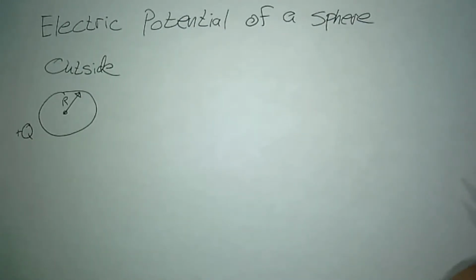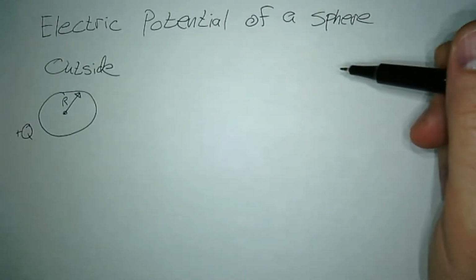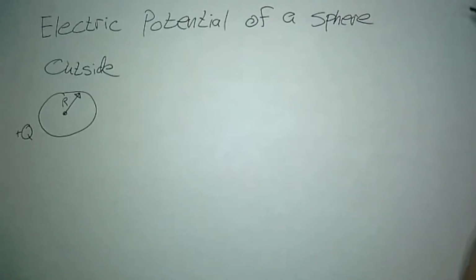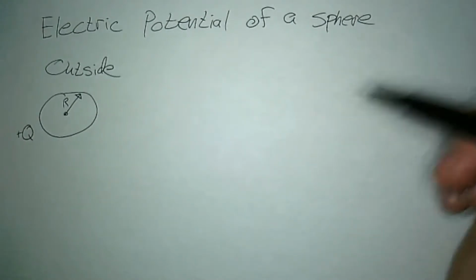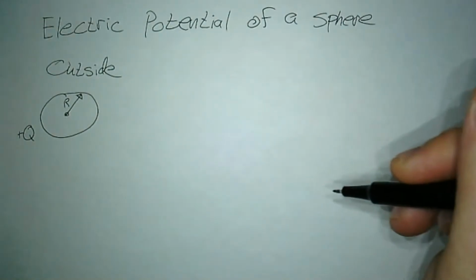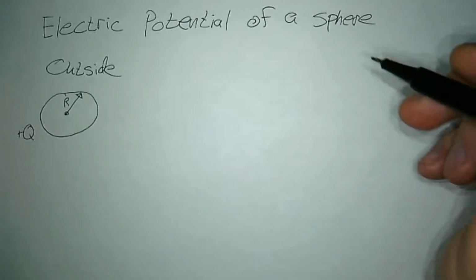All right, so we're going to look at the electric potential of a sphere. First, we're going to do outside, then we're going to come back and do inside. And then we're probably going to do two cases, one where the sphere is hollow and one where the sphere is solid. And then from there, if you want to, you can take it further and do non-uniform charge density or uniform charge density. But let's first start with the outside case.